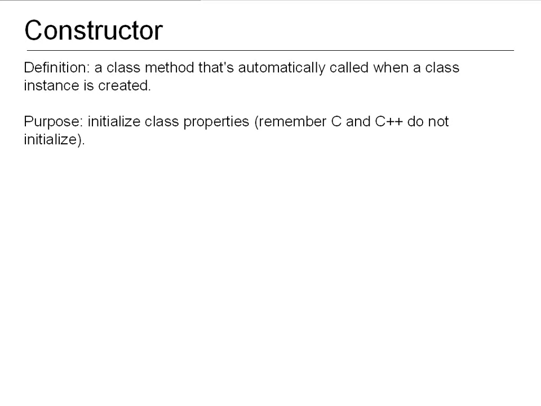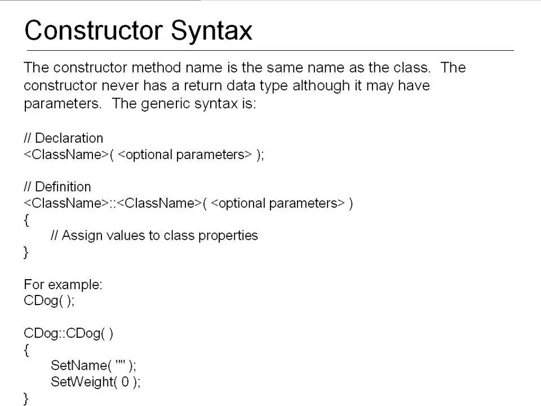This is a video on constructors and destructors. A constructor is a class method that's automatically called when a class instance is created. The purpose of a constructor is to initialize class properties. Remember, C and C++ do not initialize by default, so if you want it to happen, you must do it yourself, and a constructor is a vehicle to make that easier on the programmer.